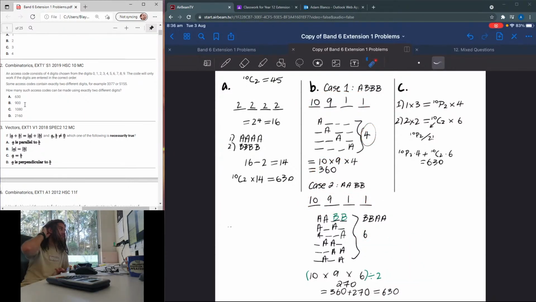And then there was another solution to this, from the HSC. This is question 10 of 2019's Extension 2 paper, and there were somebody's worked solutions to it. They said it was 900, so I thought, oh, maybe NESA have made a mistake. But NESA didn't release their worked solutions, because they don't release worked solutions to the multiple choice questions. So I don't know. I'd like to see their working out. But yeah.